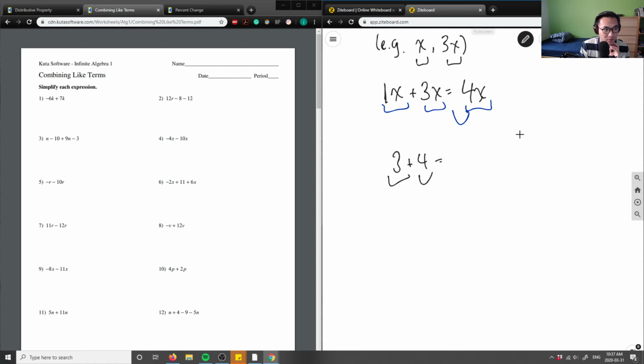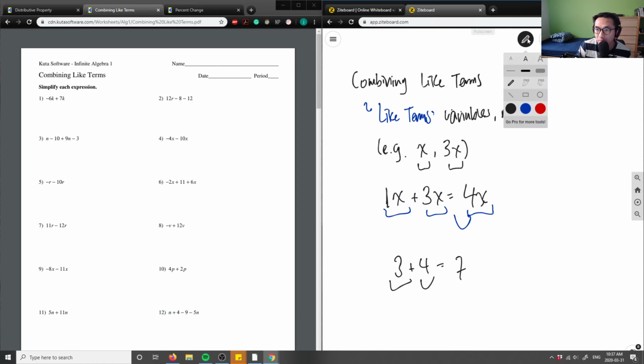So I can combine these numbers to make a new one, right? 3 plus 4 is 7. I'm combining two terms to make one term. It's the exact same thing, but we're applying it usually when we talk about like terms. It's usually about variables, but it's exactly the same thing. We're using the same rules as numbers. So again, this example of x and 3x.